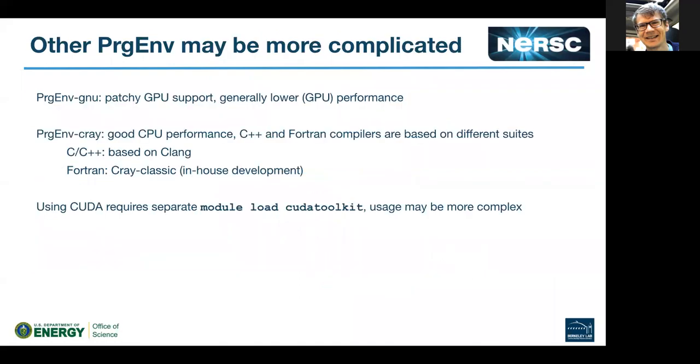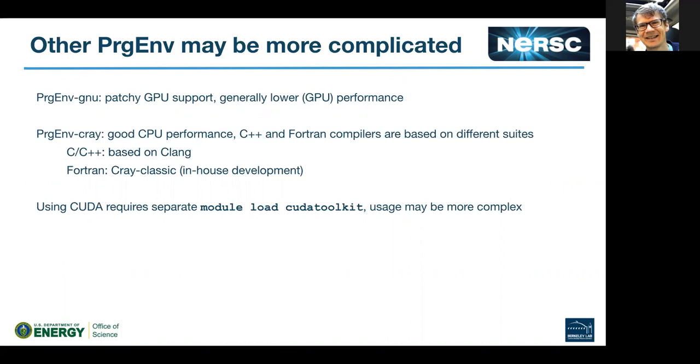So using other programming environments is likely to be a little bit more complicated. The GNU compiler suite has some GPU support. It's a little patchy. The performance is generally not as good. The Cray programming environment has quite good CPU performance generally. An interesting relatively new development is that Cray and HPE are moving towards using an LLVM Clang-based backend for at least the C and C++ compilers. They found that the LLVM-based Fortran compilers aren't quite there yet for their purposes.